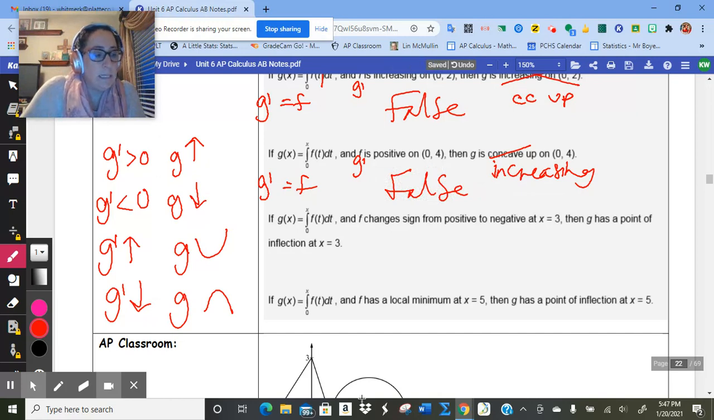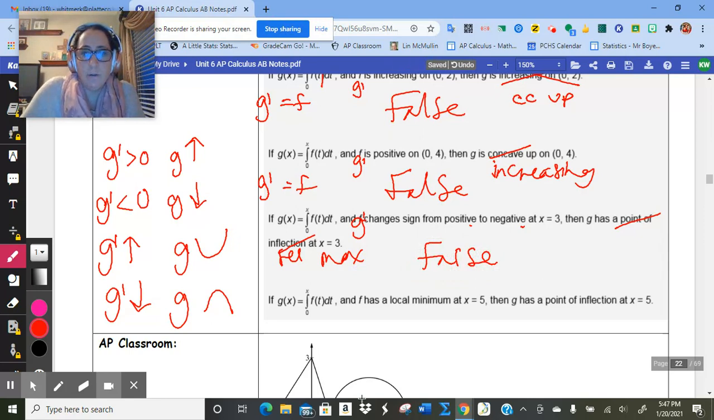Okay, next one. If f changes sign, so again, that's basically g prime, changes sign from positive to negative, then does g have a point of inflection? No, g would have a relative max. False. And if f has a local minimum, aka if the first derivative has a local minimum, it is going from decreasing to increasing, then g has a point of inflection. That is a true statement.